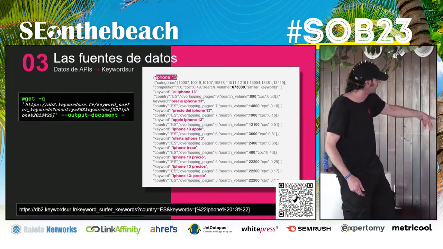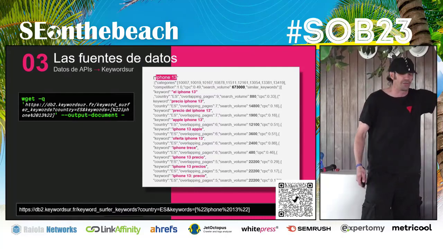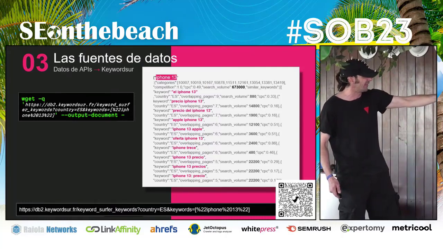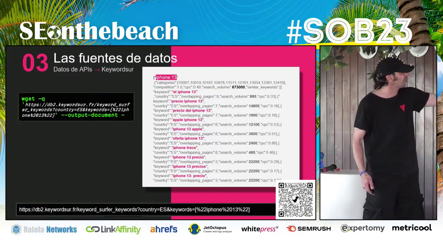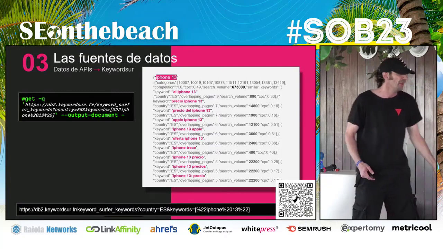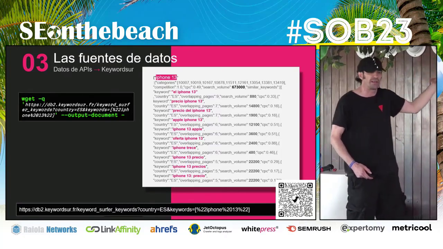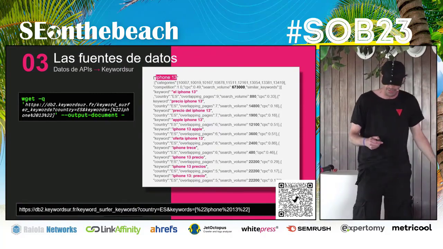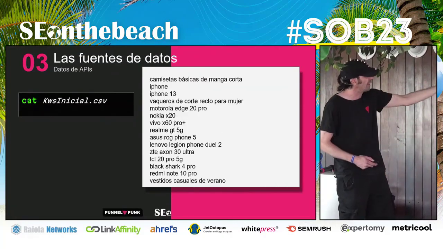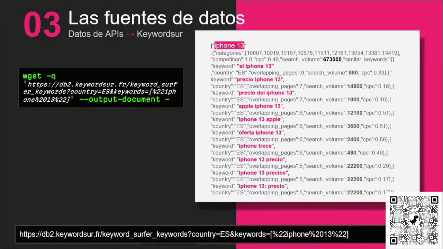So we have keywords and percentages here, like 0.33, 0.16. We can see that iPhone searches are changing and increasing, and you can see the search volumes here. We can extract this data, these keywords, and all of these are related. We can see how to do it one by one.